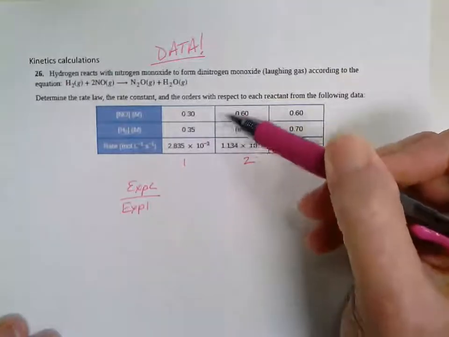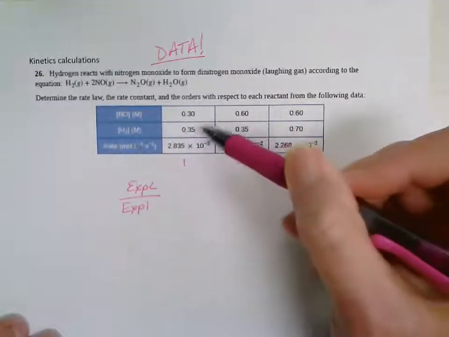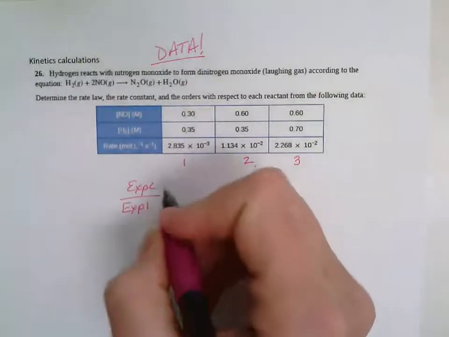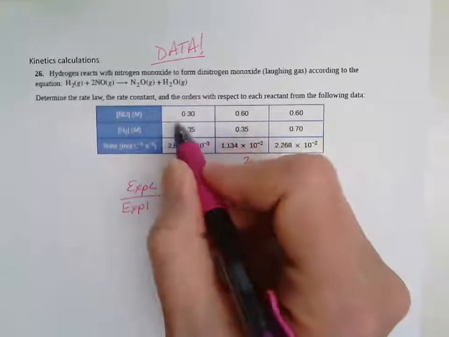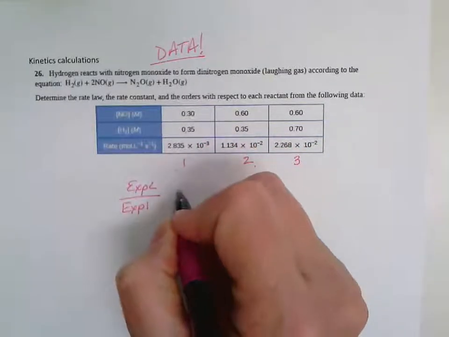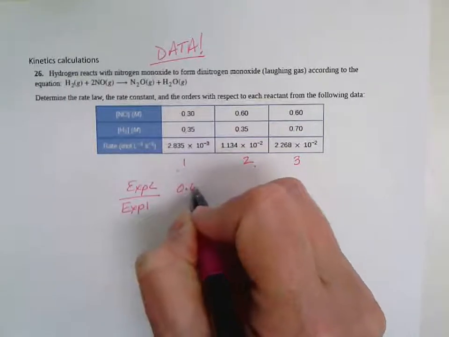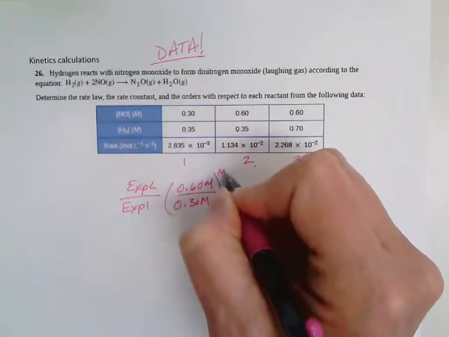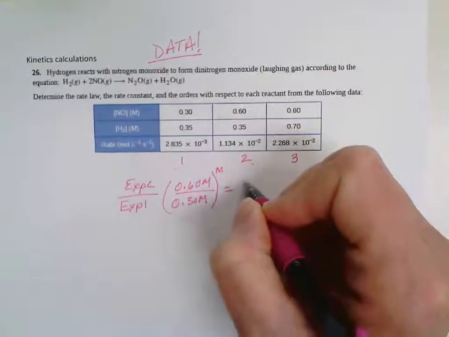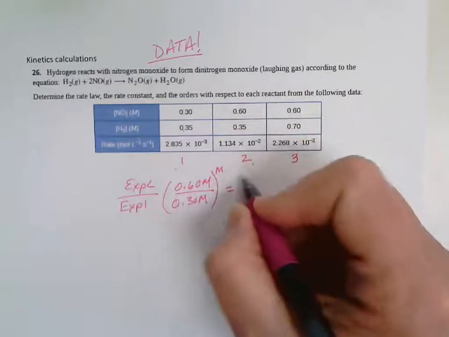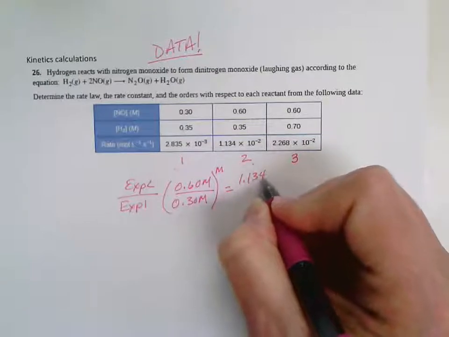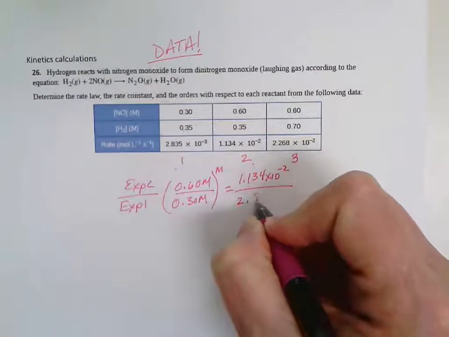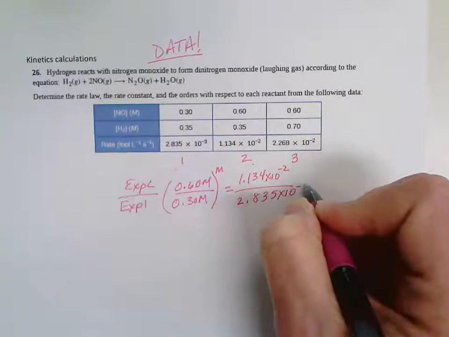And if I divide experiment 2 by experiment 1, the concentration of H2 will be, that division would be 1. And raised to a power will be still just 1. So I'm only going to concern myself with NO for this calculation. So I'm going to take experiment 2's concentration 0.60 molar divided by 0.30 molar. I'm going to raise that to the m power, and that's going to equal the rate from experiment 2, which has to go on the top, 1.134 times 10 to the negative 2 divided by 2.835 times 10 to the negative 3.